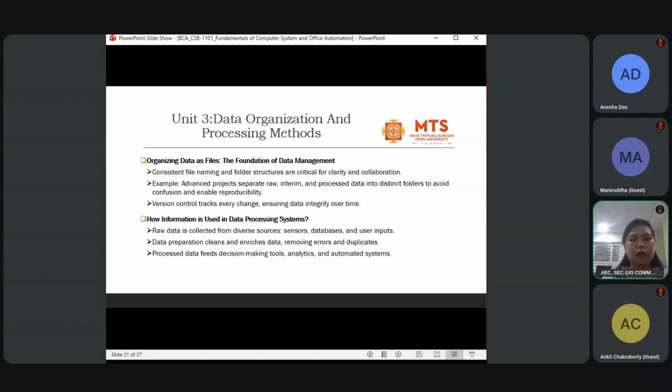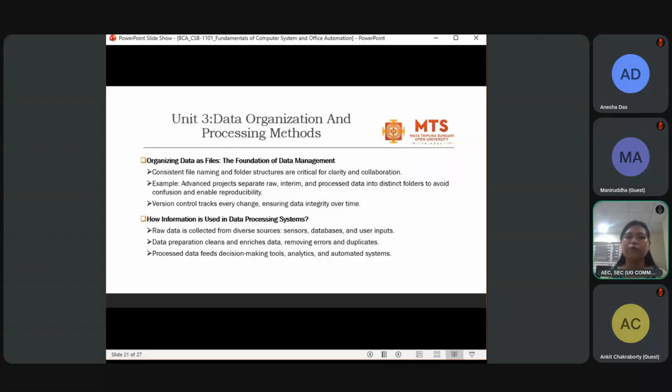Okay, then moving to unit 3, data organization and processing, like consistent file naming, so it should not get mixed up. If you manage files accordingly, from one folder to another and subfolders like that, it will be easier to locate your file, right? We have to always keep in mind that organizing data and files is the foundation of data management.